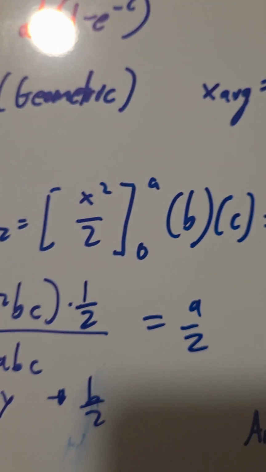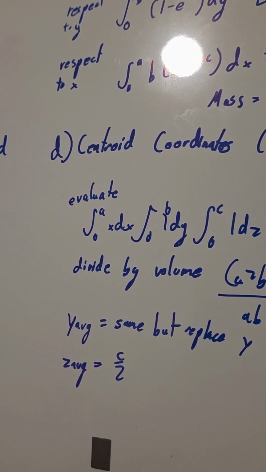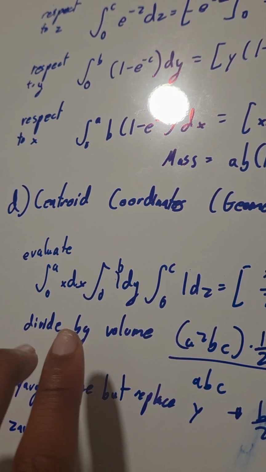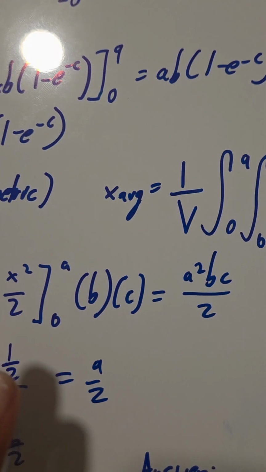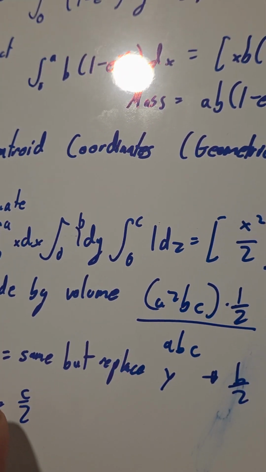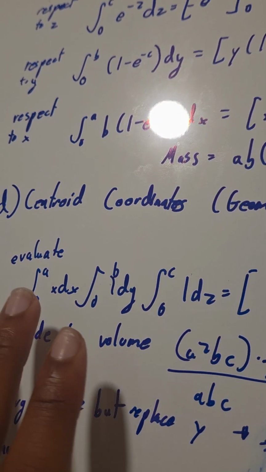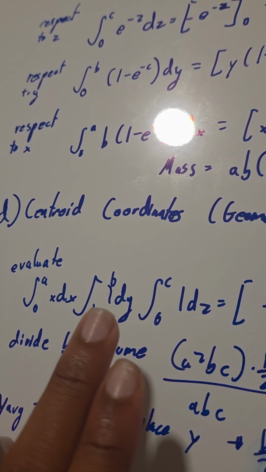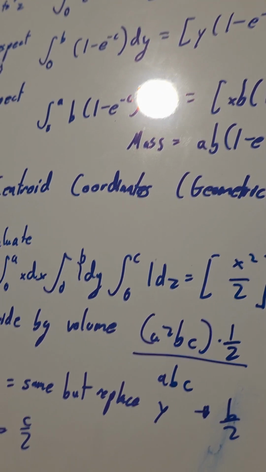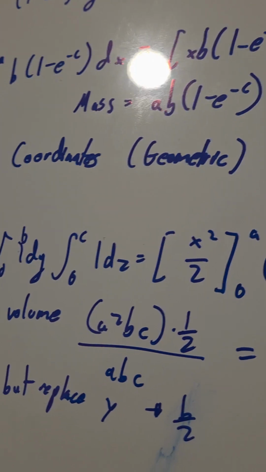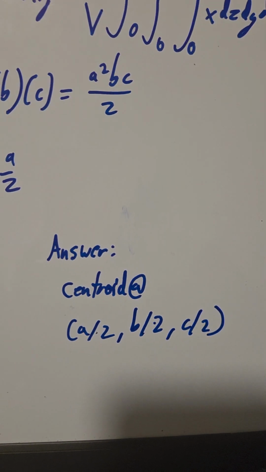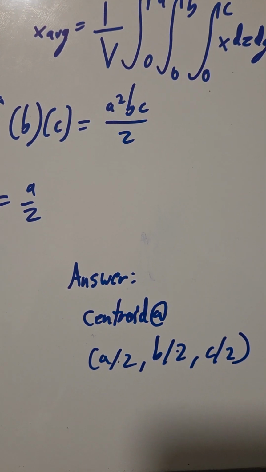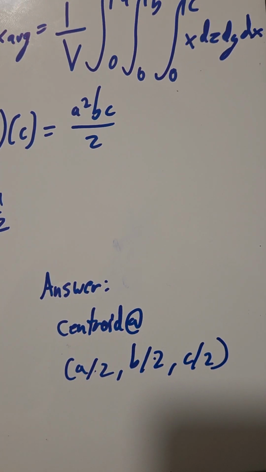When you go and evaluate for y and z, for y, you change the 1 out for y and change the x out for 1, which winds up giving you b over 2. And for z, you switch the x out for 1, leave the y as 1, and then this would be z, and that gives you c over 2. And so to get your final answer, the centroid is where we thought it was. It's going to be a divided by 2, b divided by 2, and c divided by 2. All right, on to the next part.